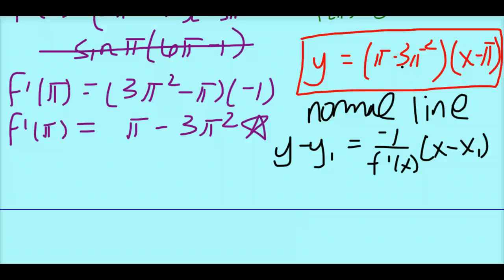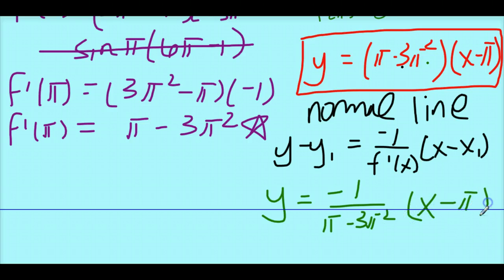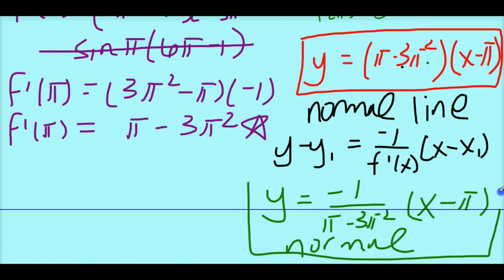So if I do this again, I'm going to get y minus 0, which is y, equals negative 1 over, I'm just going to flip this down here, pi minus 3 pi squared, times x minus pi. And now you have the equation for the normal. So both of them use the point slope form. The only difference is, do I use f prime or do I use negative 1 over f prime?